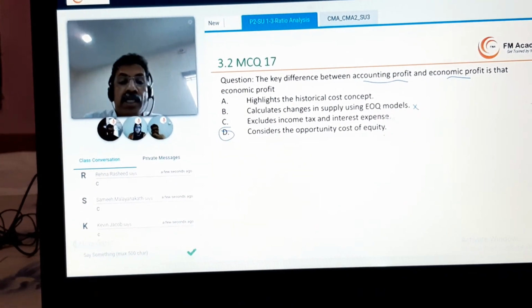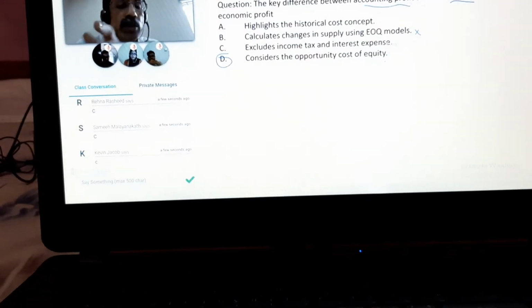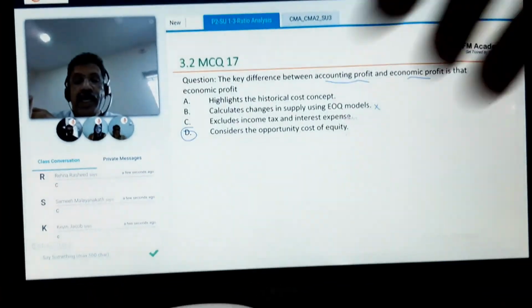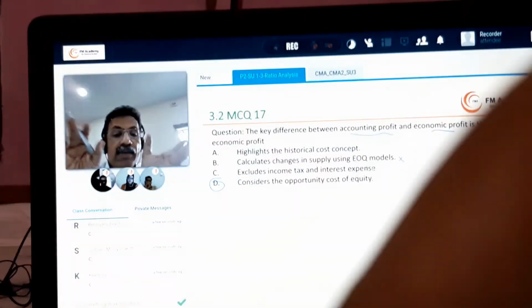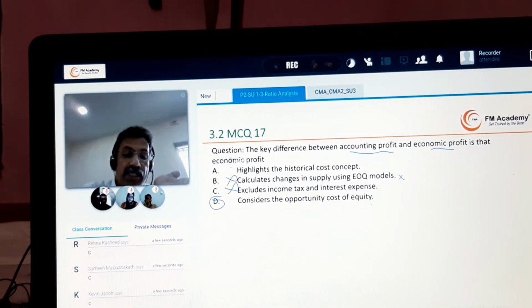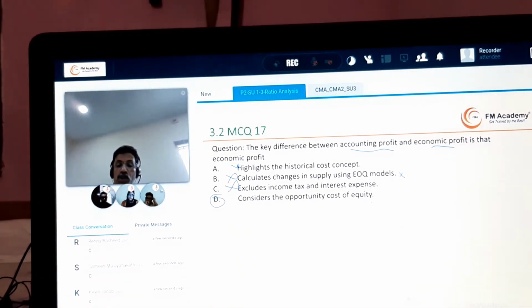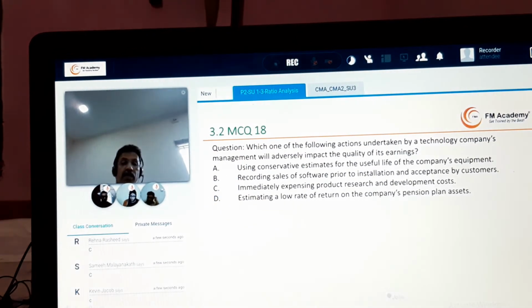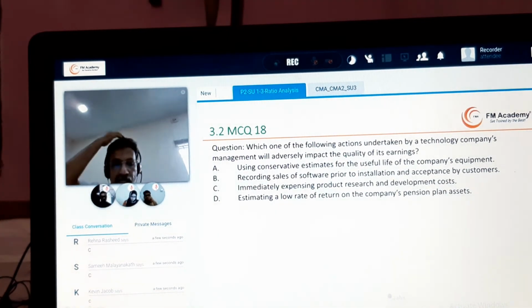Excludes income tax and interest expense. It includes income tax and interest expense in both aspects, right? Accounting profit also considers interest. Accounting profit also considers income tax. These are two expenses. Even in economic profit you will consider them. So that is not a differentiating factor. So consider the opportunity cost of equity is the answer. But we will have that discussion in the last subunit.